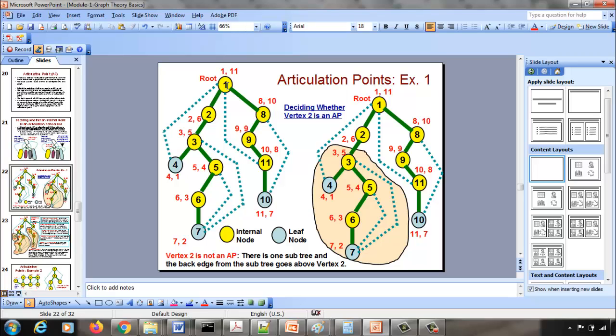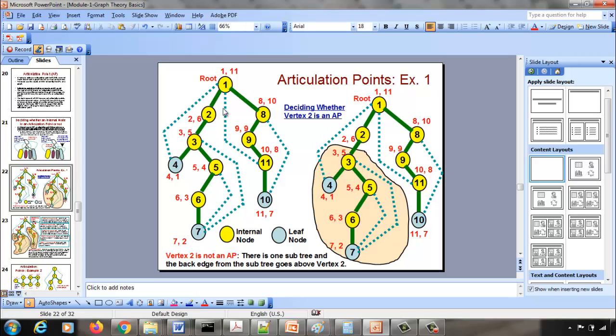Now we can call the nodes starting from, say, node 2 and further down a subtree for node 1. So node 1 has two child nodes, child node 2 and child node 8. Starting from child node 2, everything below that can be considered to form a subtree. Okay, and similarly this node 8 and everything further down can be considered to form a subtree.